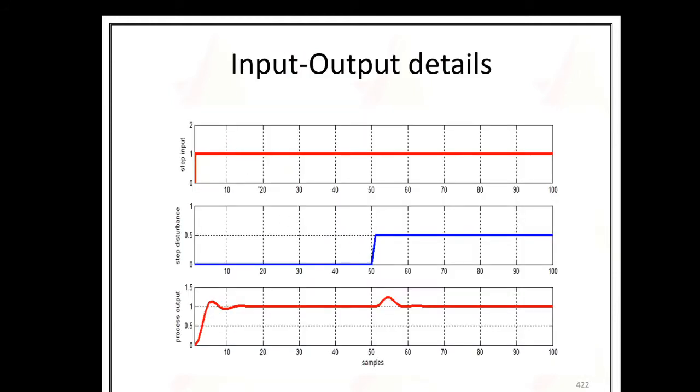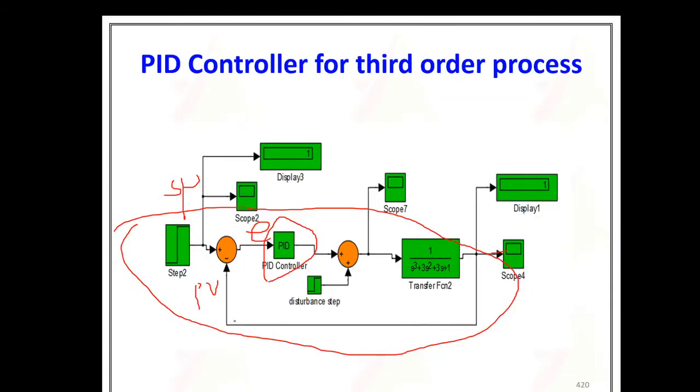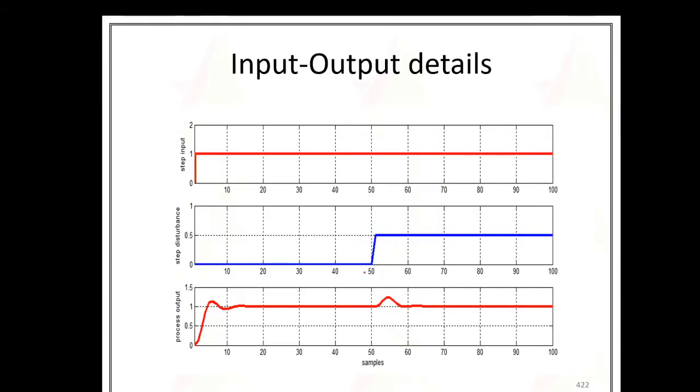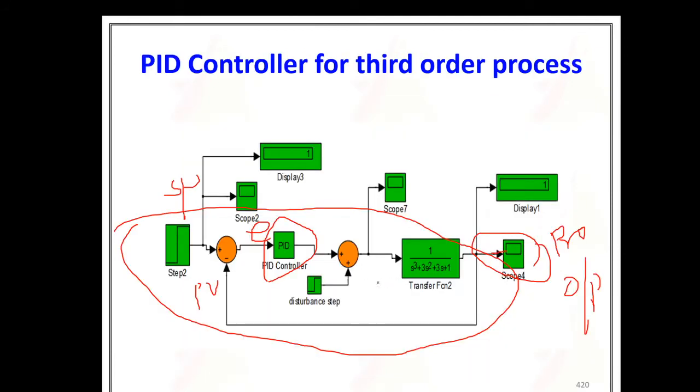Step input, and you can see this is the process output. This one, this is the process output. Okay, initially for the step input you are getting the process output like this. Actually here what I have done is after 50 seconds I'm giving the disturbance.